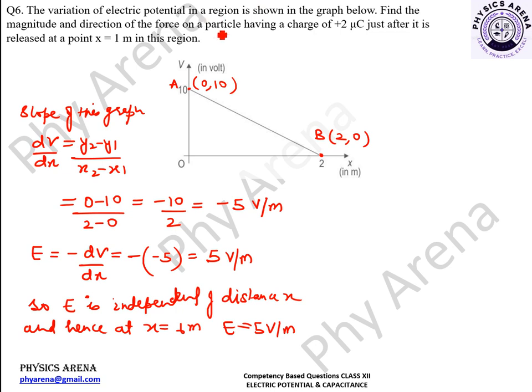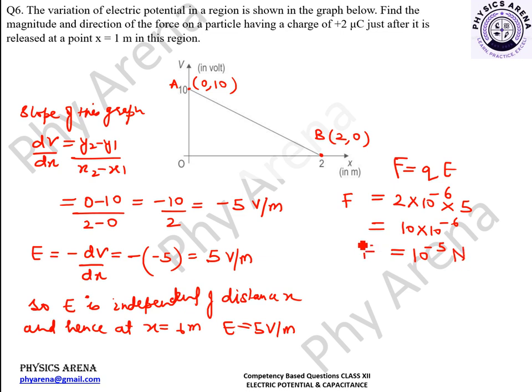Now we have released a charged particle of 2 microcoulomb at x equal to 1 meter. We need to find the force acting on this charge. So force F is equal to Q times E, and that will be equal to 2 multiplied by 10 to the power minus 6 multiplied by 5. So the value of F will be 10 multiplied by 10 to the power minus 6, and on solving it out, it will be 10 to the power minus 5 Newton. So this is the magnitude of force that is acting on the charged particle when it is released from the point x equal to 1 meter.